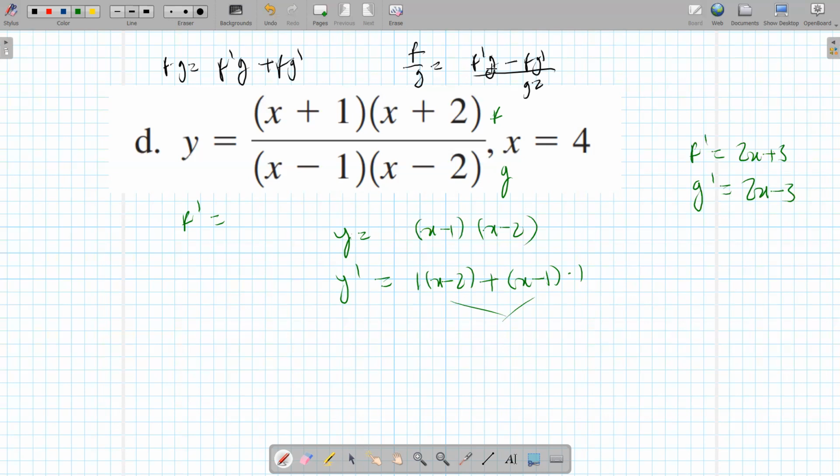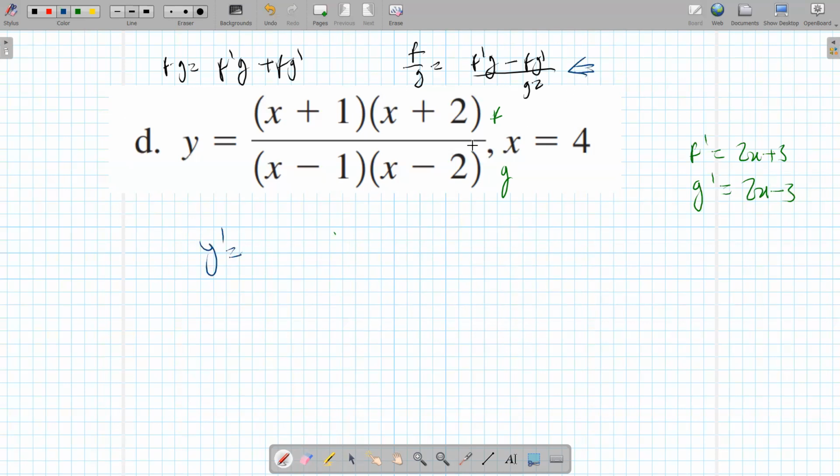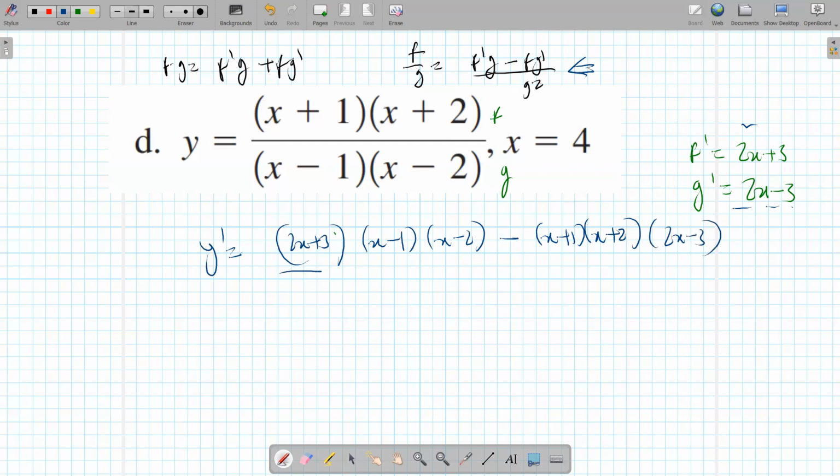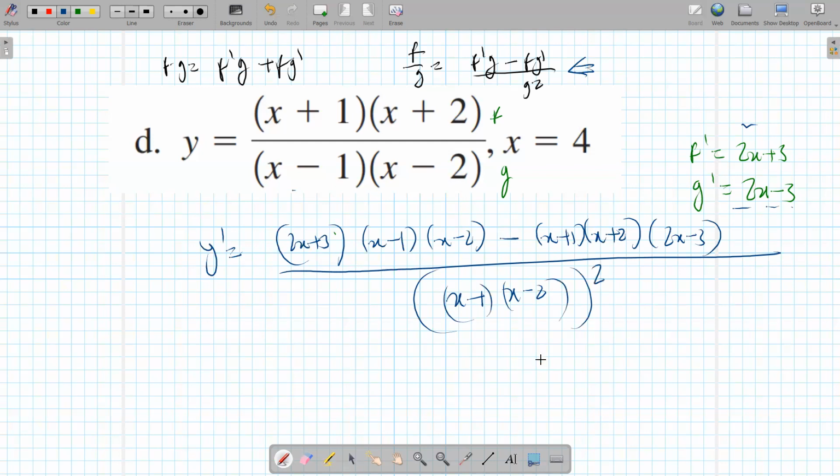Now that we have our f primes and g primes, we're just going to plug it into our formula up there, the quotient rule formula, this one. So y prime will be f prime times g. f prime we just found, 2x plus 3, times g, g is the entire denominator as it is, minus f, which is the entire numerator as it is, times g prime, which we found here earlier, 2x minus 3, and everything over g squared. So g is our original denominator. What we're going to do is square this entire thing, and there we go. That's going to be the answer to this question.